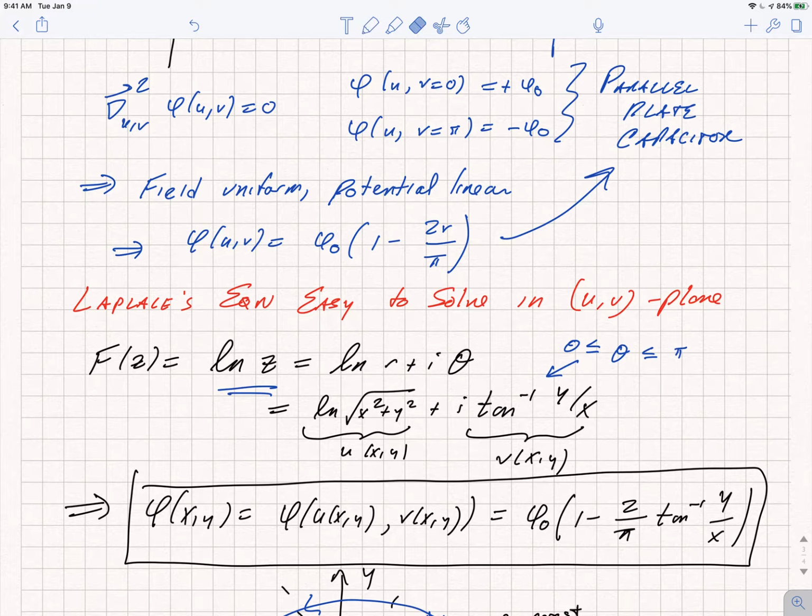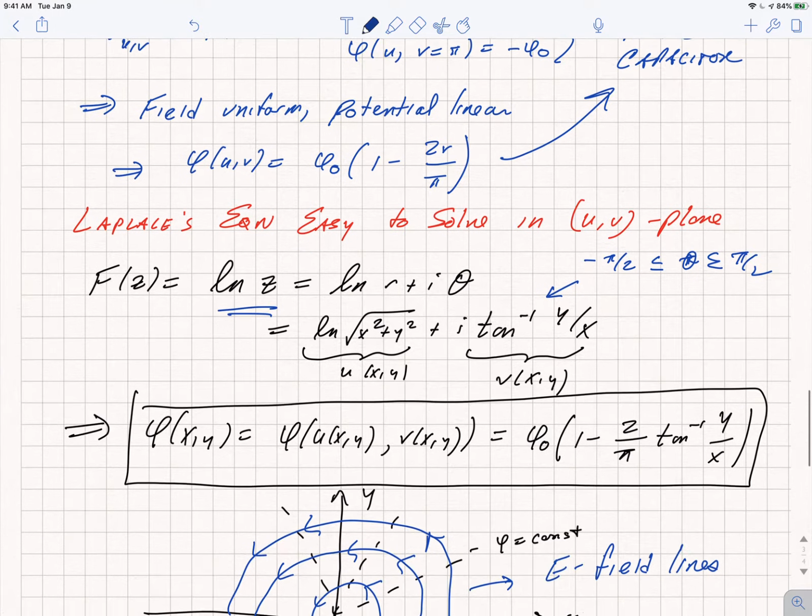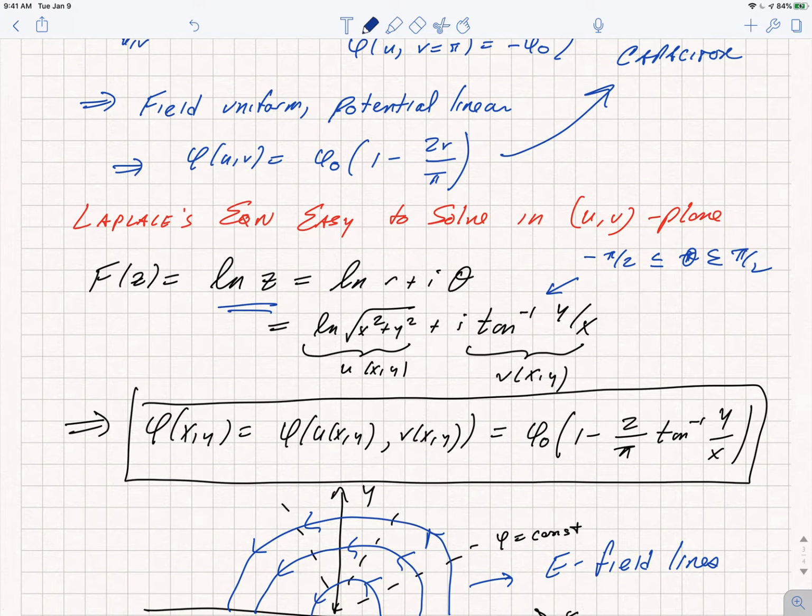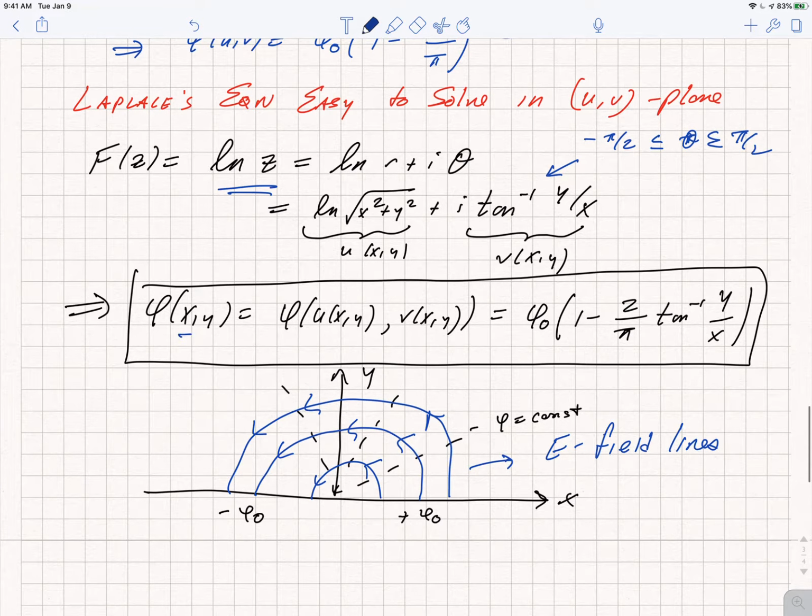Actually, sorry, here I can take minus pi over 2 to pi over 2 if I want, because all I really need to do is map the upper half plane correctly. So you see that u is the log of the square root of x squared plus y squared, and v is the arctangent of y over x. So viewed as a function of x and y, phi is phi 0 times 1 minus 2 over pi times the arctangent of y over x.